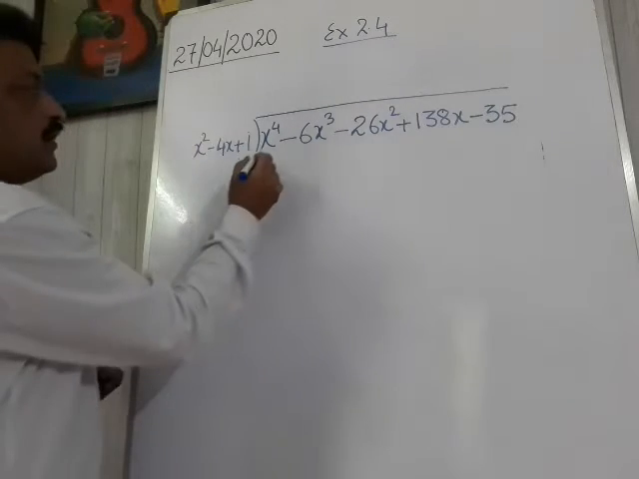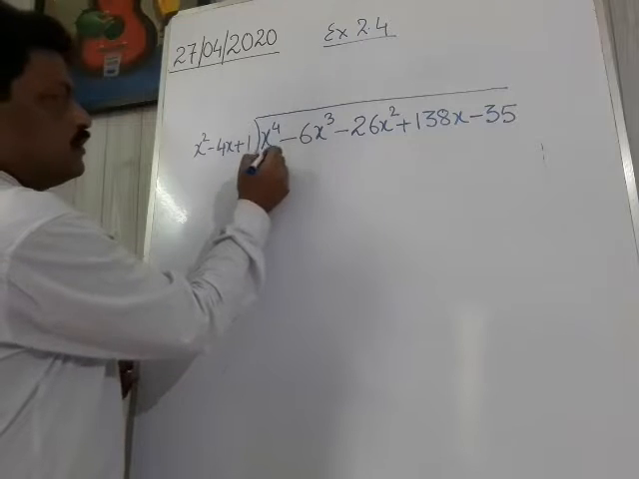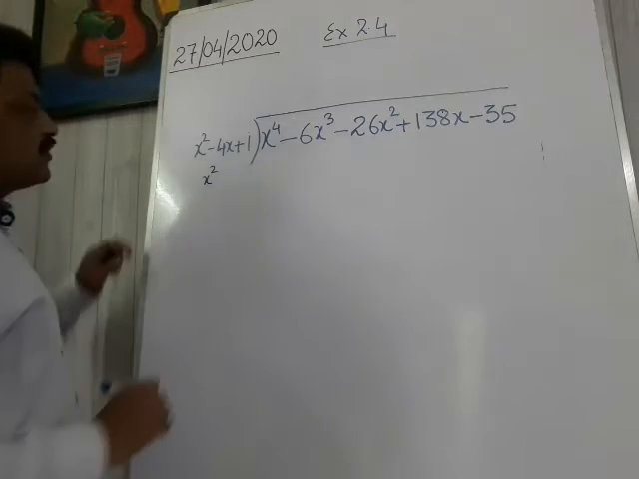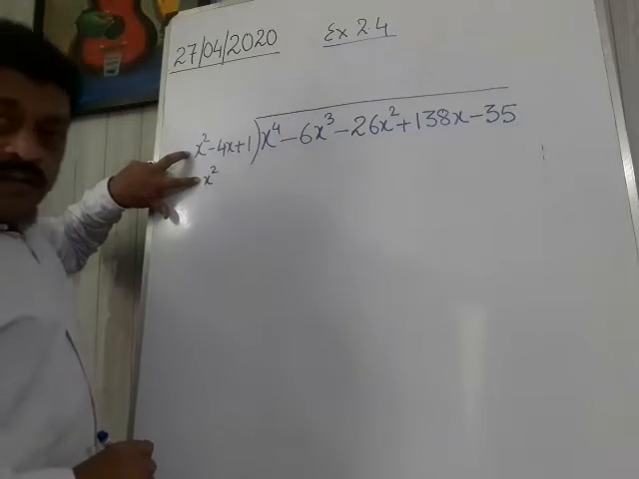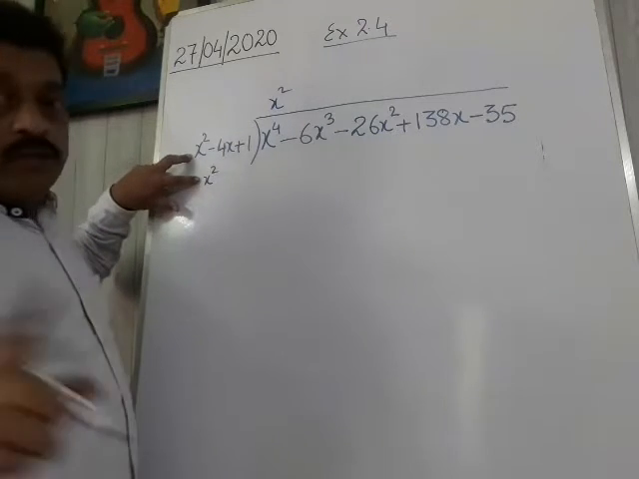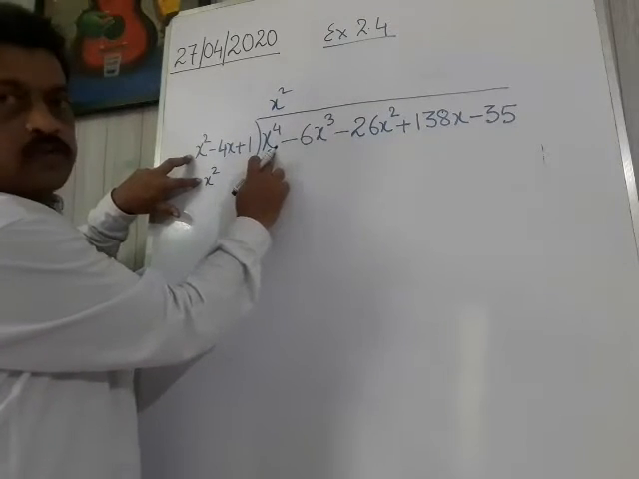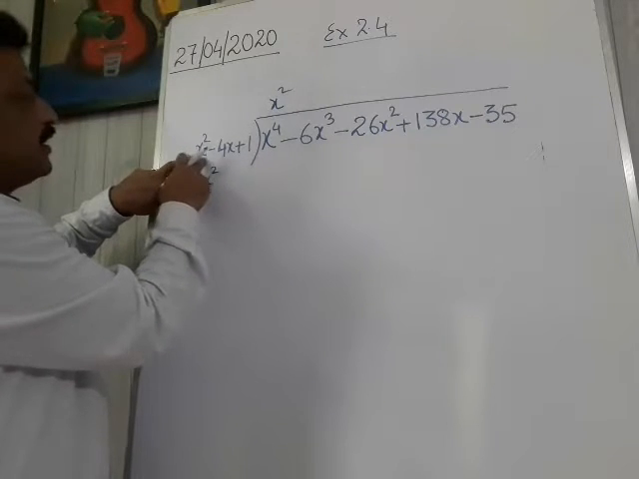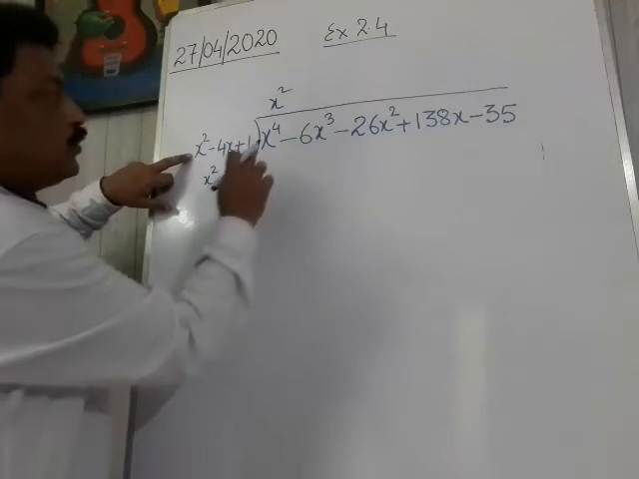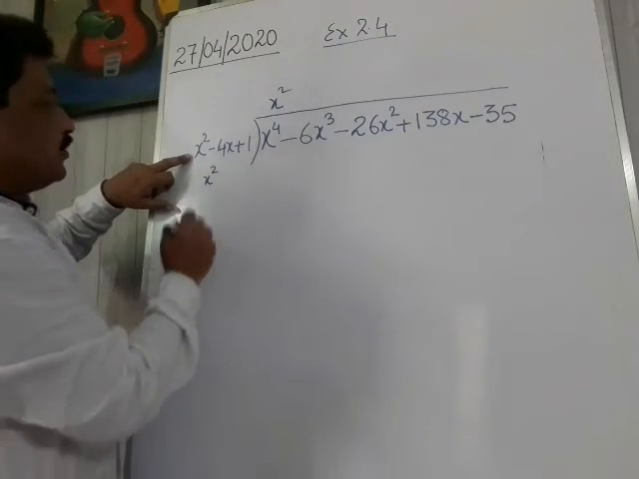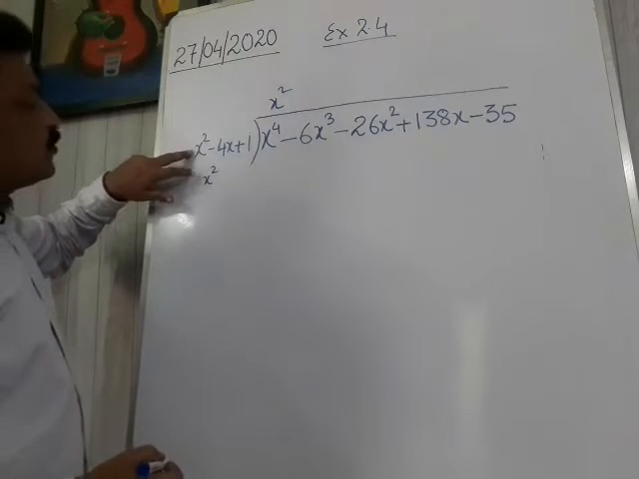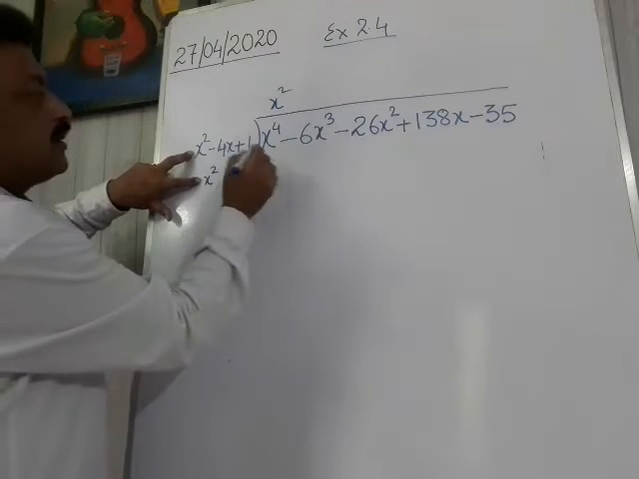So first step, here the first term is x to the power 4 and your first term is x square. So we have to take x square, we have to multiply this x square by another x square, then it will become x to the power 4. Actually our first target is the first term, x to the power 4. Whatever number we are getting in the first term of the divisor will be multiplied with some other number to form the first one. So here it is x square and here it is x to the power 4. So I have to multiply this x square with another x square to make x to the power 4.